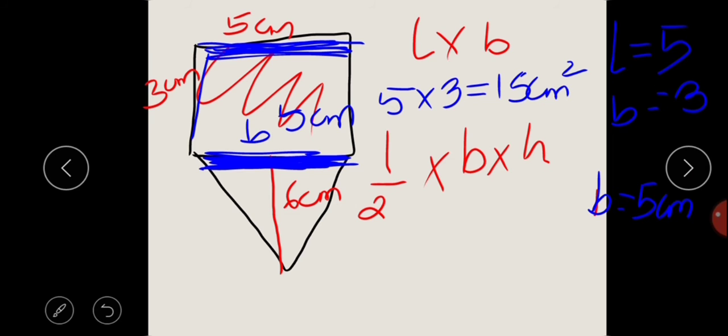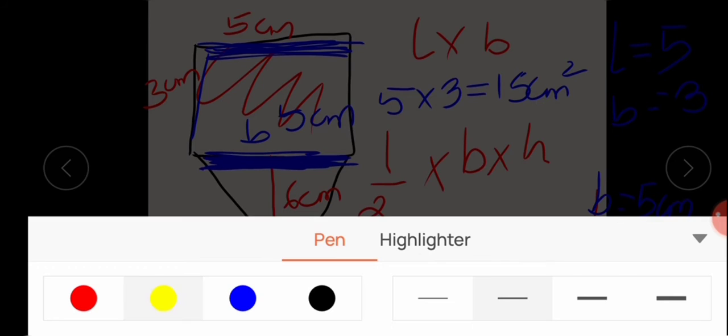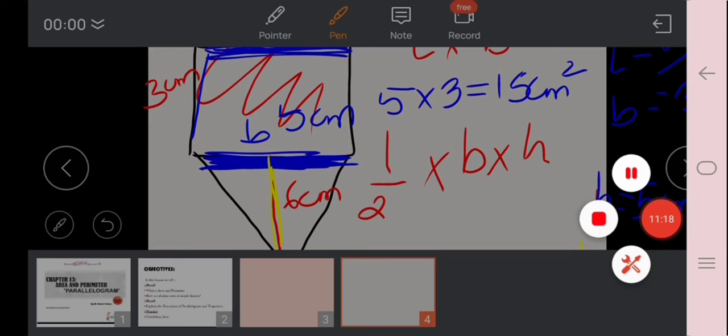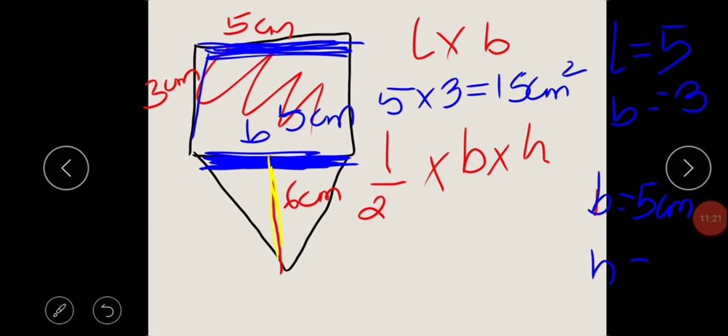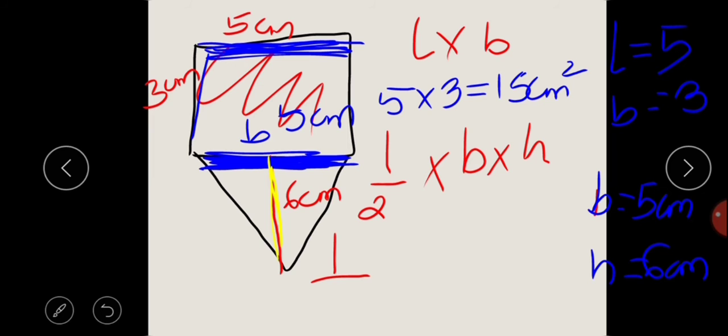Coming towards the height, it's very obvious that the height of the triangle is 6 centimeters. So height is equal to 6 centimeters. Now let's write down all the values in place of B and H. So again, half multiplied by B, which is going to be 5, and H is 6.